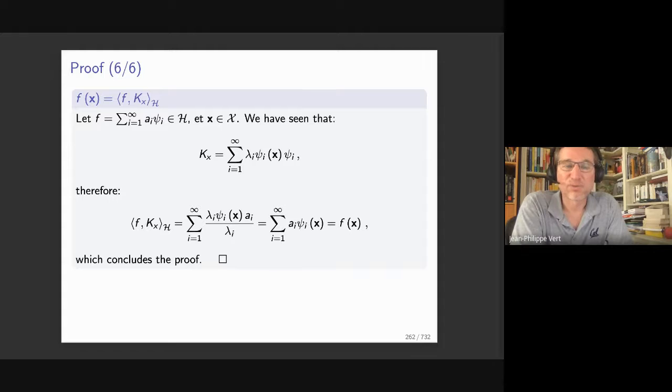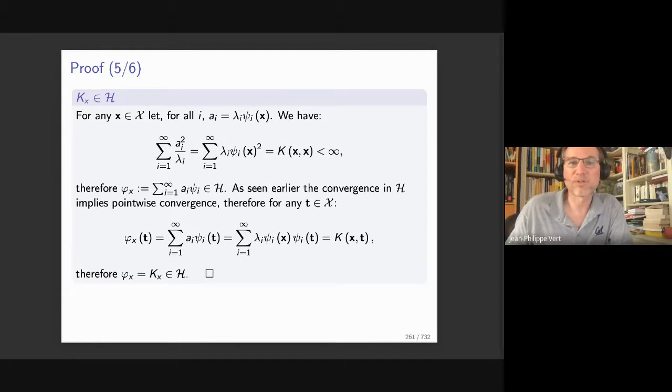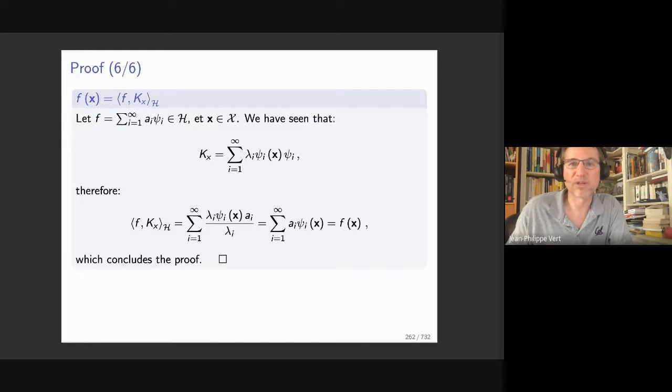All right, the last thing to prove now is that for any f and any x, we need to have f of x equal to the inner product between f and k_x. So how do we do that? Well, we take any function f in the space capital H, so something like the sum of a_i psi_i with the constraint on the a_i. Remember that the sum of a_i squared divided by lambda_i should be finite. And we have just seen that for k_x, if you fix x, k_x can be written, as in the previous slide, as the sum of lambda_i psi_i of x times psi_i. Right? This is what we have here.